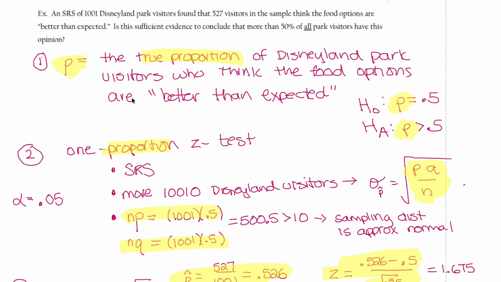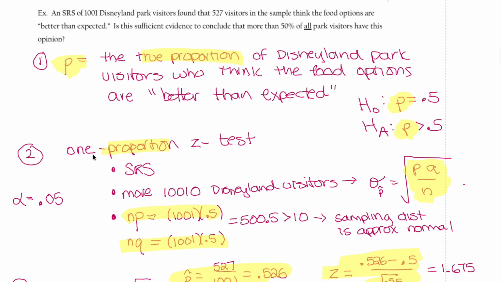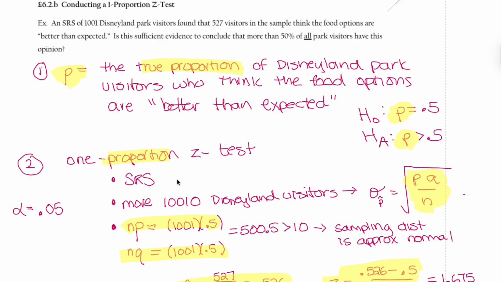Check the conditions. Is this a simple random sample? Yes. Is there more than 10 Disneyland visitors? Yes. So then we can state the standard deviation of proportion is square root of PQ divided by N. Also remember to label the alpha, which is going to be 0.05. And this is the alpha level we're using in this question.